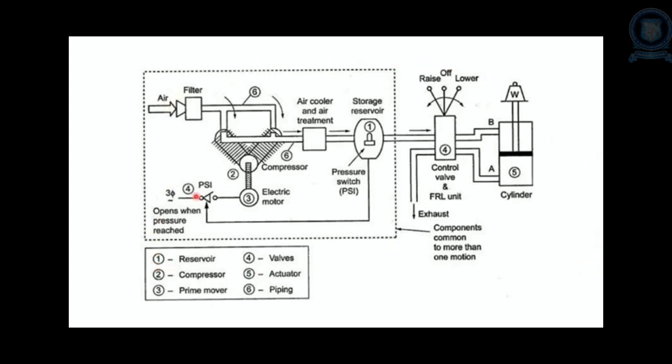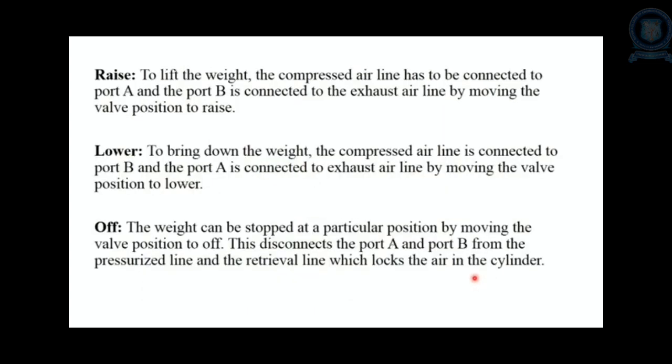So here the pump is replaced by a compressor. The remaining components are almost similar to hydraulic components. Here also, rise: to lift the weight, the compressed air line is connected to port A and port B is connected to the exhaust air line by moving the valve position to rise. Then lower: to bring down the weight, the compressed air line is connected to port B and port A is connected to the exhaust air line by moving the valve position to lower.